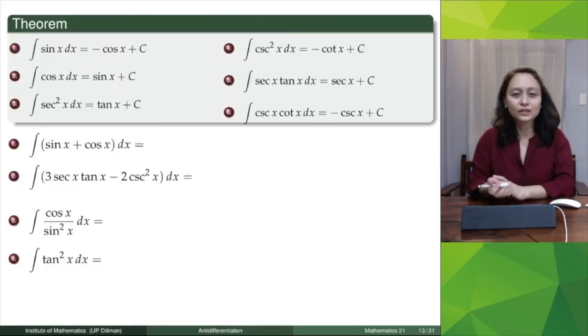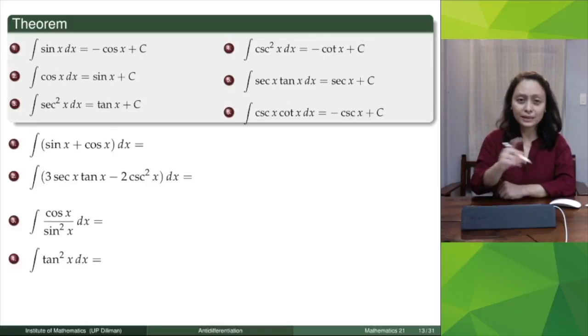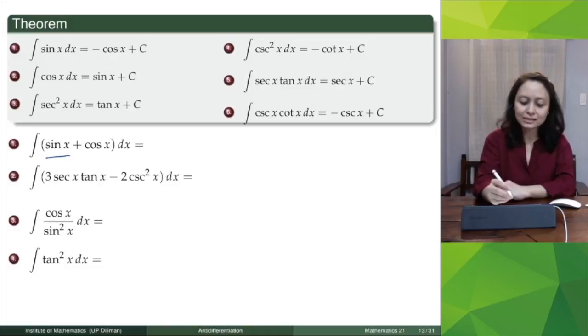Okay, let's try. So, pwede niyo gamitin yung ibang theorems na na-discuss natin kanina. Ito, we have a sum. Therefore, you can get the antiderivative of each of the terms. Okay, hindi ko napapakita yung dinistribute, ha. Antiderivative of sine is negative cosine x plus antiderivative of cosine is sine x, and then don't forget plus c.